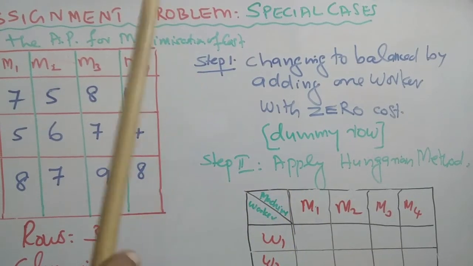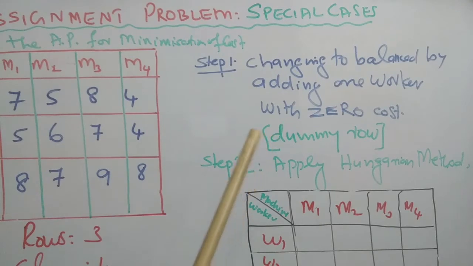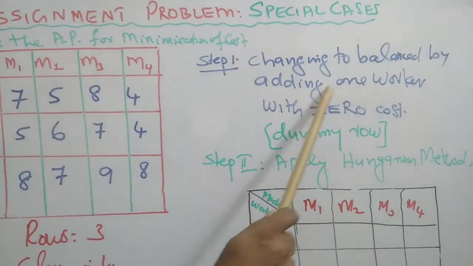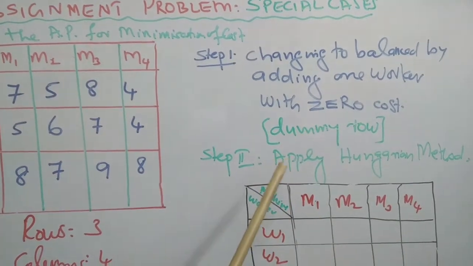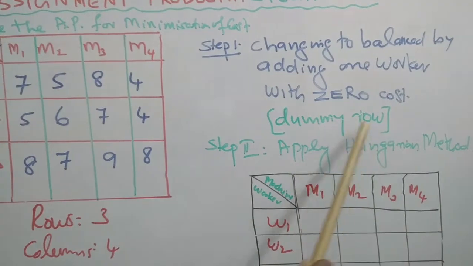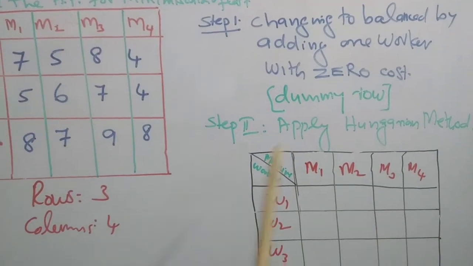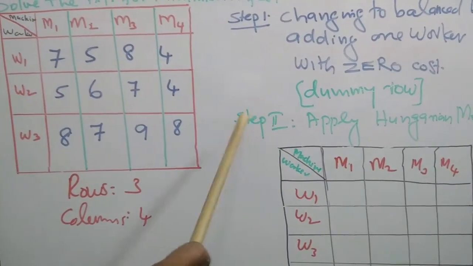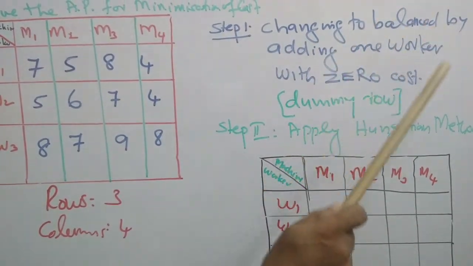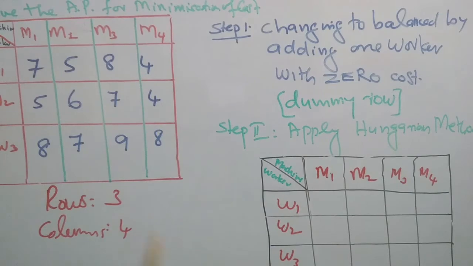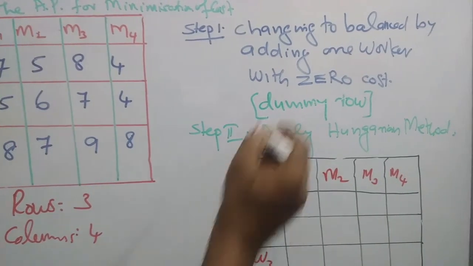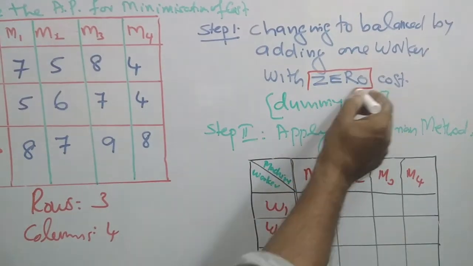So what about the cost of performing a job by a non-existent person? That is zero. This is the most important point. That is, the problem is modified by adding a dummy row. A horizontal worker is added, or a horizontal action is added. That is changing to a balanced problem by adding one dummy row with zero cost. That's the important thing. With zero cost, that is a non-existent zero cost.